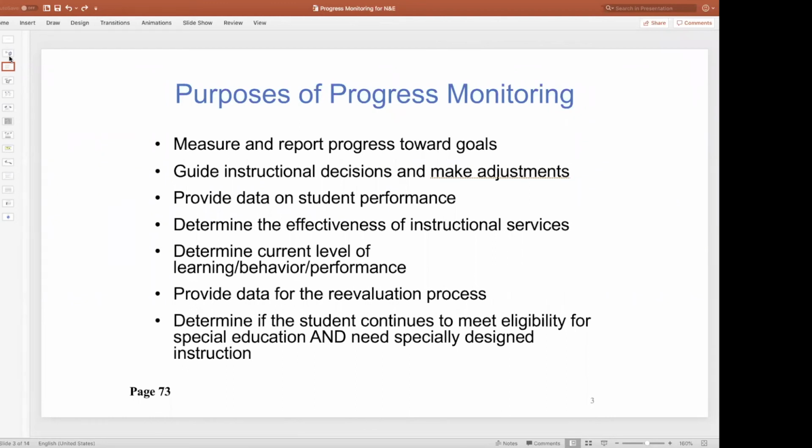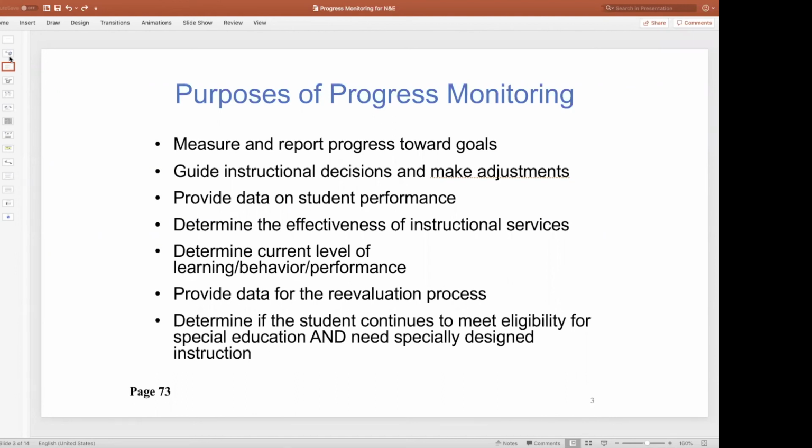This has determined the effectiveness of the instructional services. So, that data does do more than just show us where that student is at. It's telling us about our instruction and the things that we need to do to make sure that that child is effective. Determine current level of learning, behavior, performance.